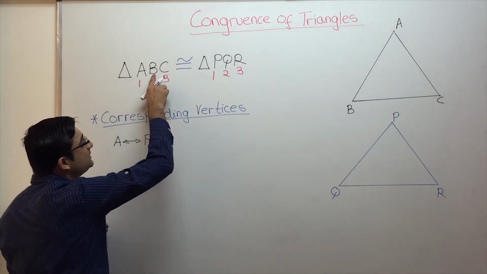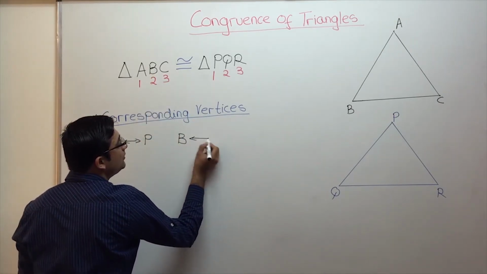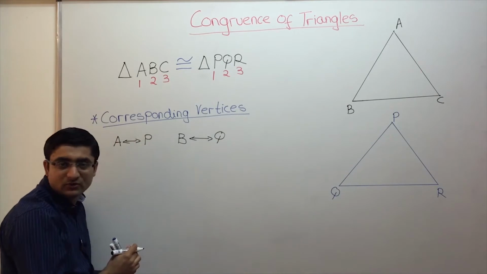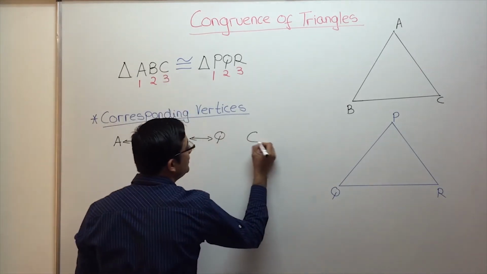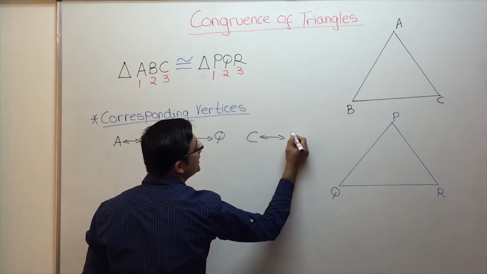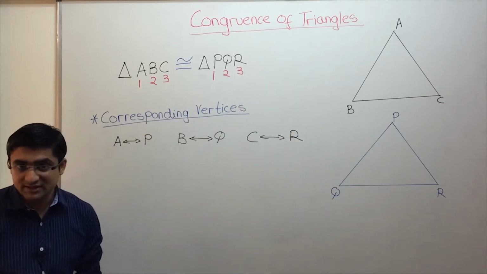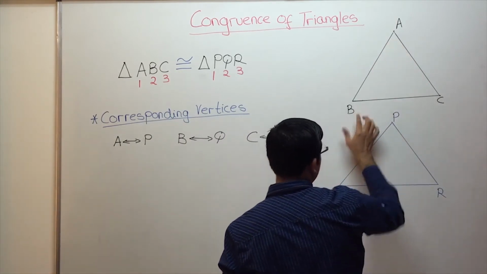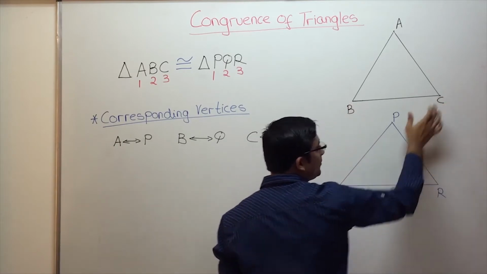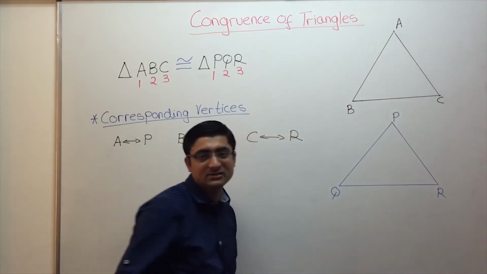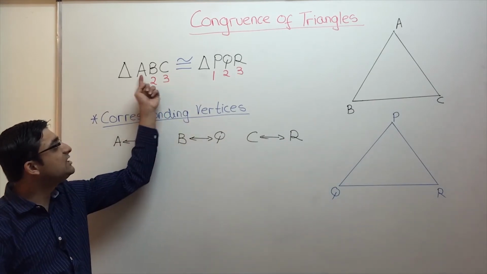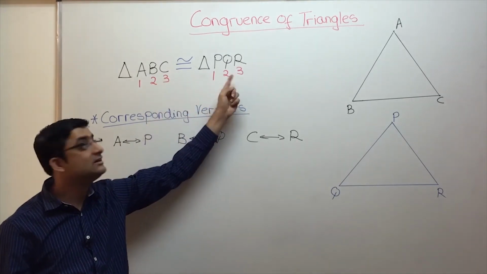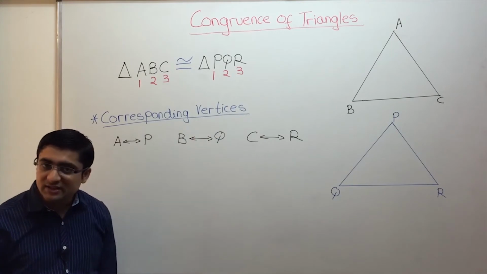Similarly, the second letter over here is B, which will correspond to the second letter over here, that is Q. So B will correspond to Q. Similarly, the third letter over here, that is C, will correspond to the third letter over here, that is R. So these are the corresponding vertices. That means if I cut out this triangle and place it over here, P will come on top of A, Q will come on top of B, and R will come on top of C. How did I get the corresponding vertices? Simple. First letter corresponds to first letter, second letter to second letter, and third letter to third letter. That is why I labeled 1, 2, 3.